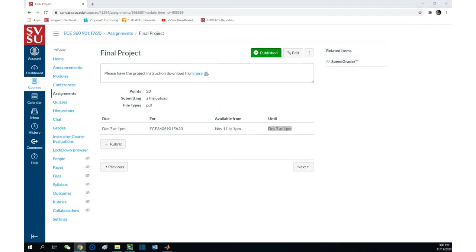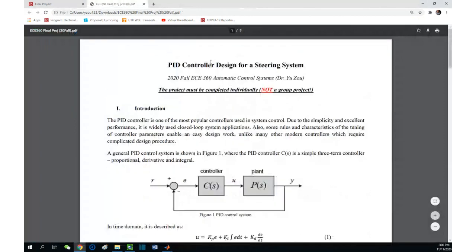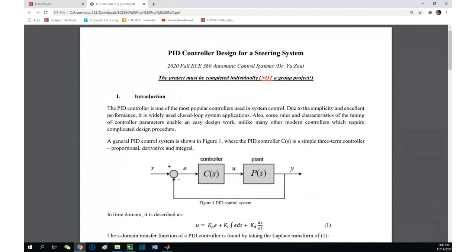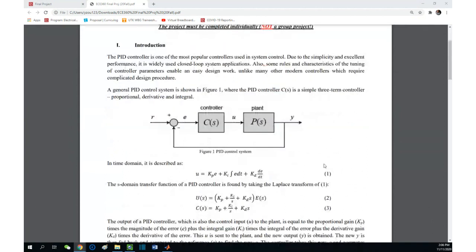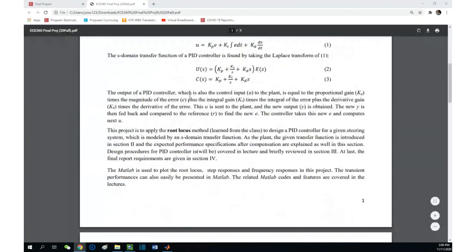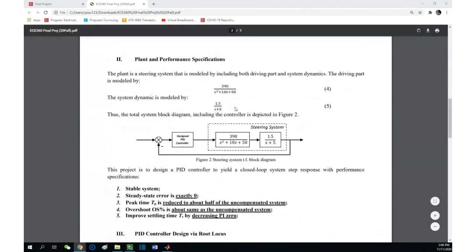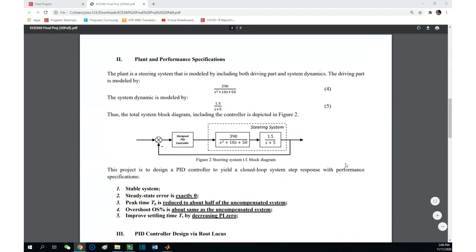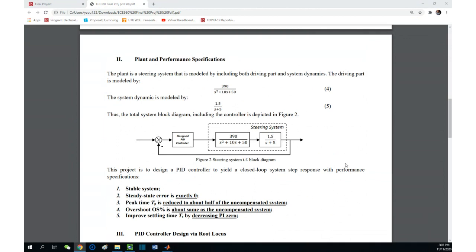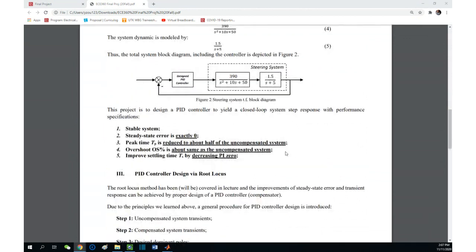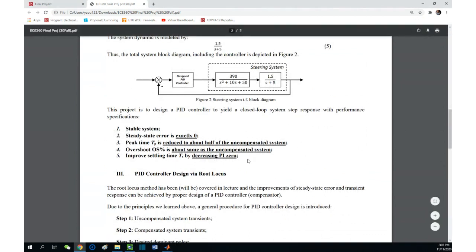Let's take a look at the instructions of our project together. Basically, you can read the instructions yourself. The given system is modeled here, a steering system like this. Once again, it's not exactly a second order system. It's a higher order system, but we are applying the dominant pole idea to solve it. Here are the requirements. Be very careful here.